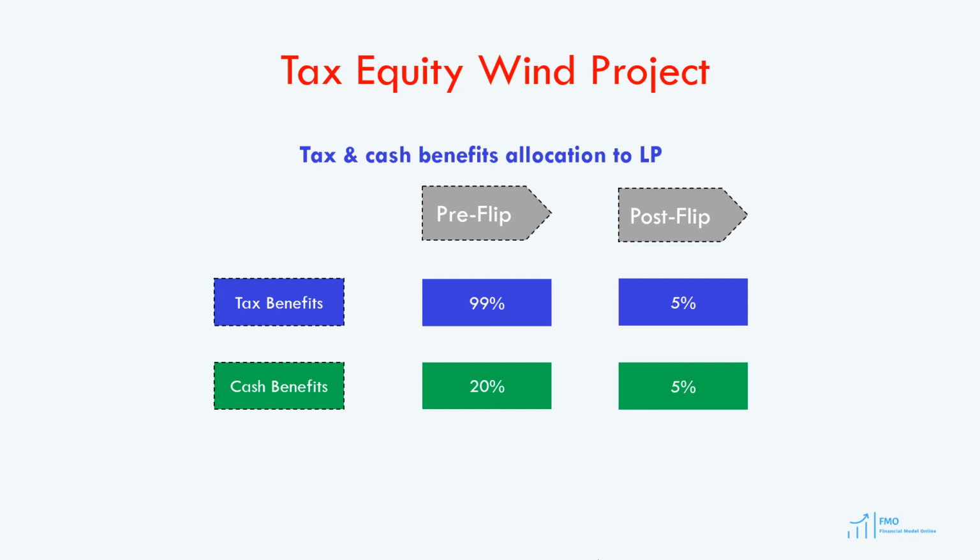Note that according to the IRS tax rules, the partners have to maintain a minimum of 1% interest in both tax and cash benefits. Therefore, 100% of tax benefits cannot be allocated to the tax equity partner.